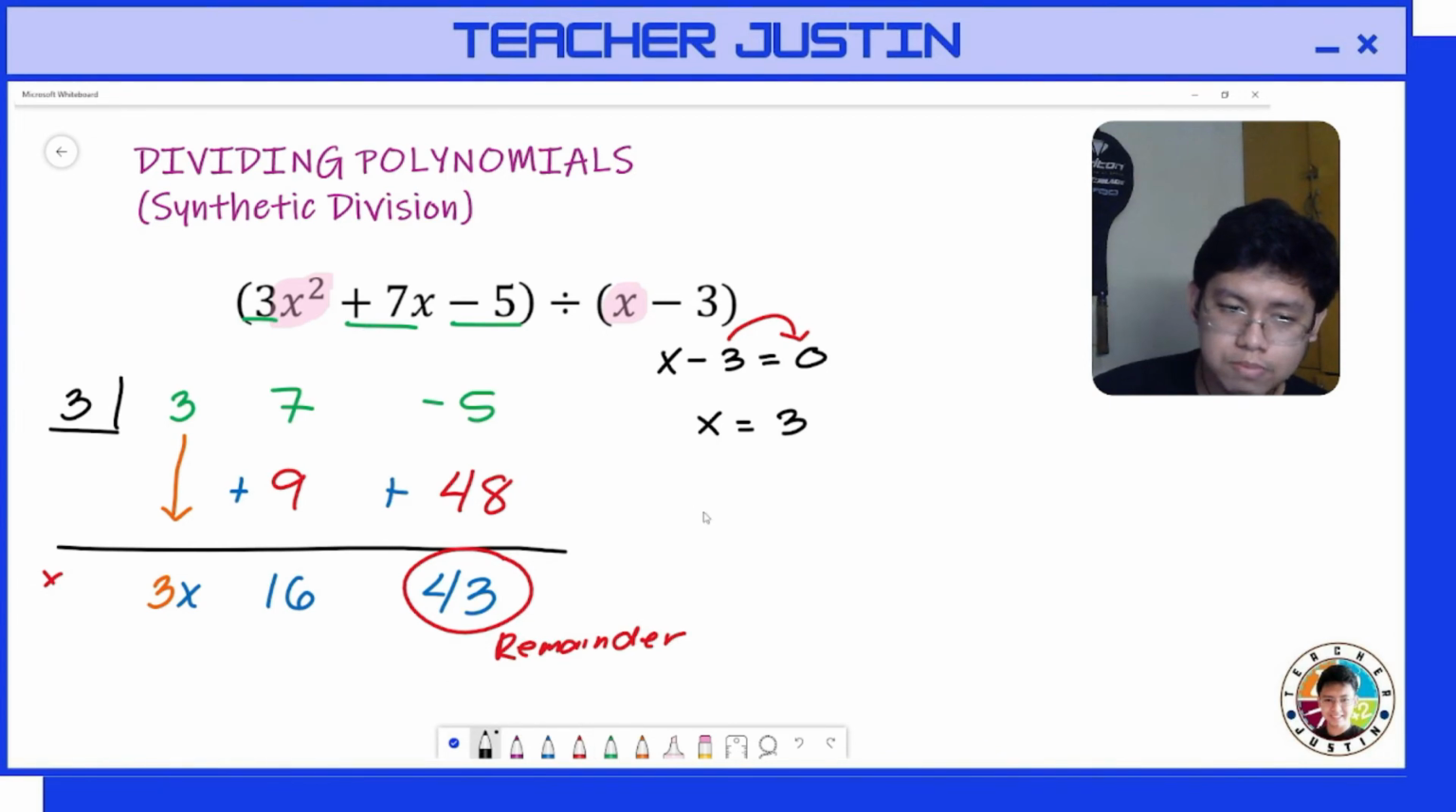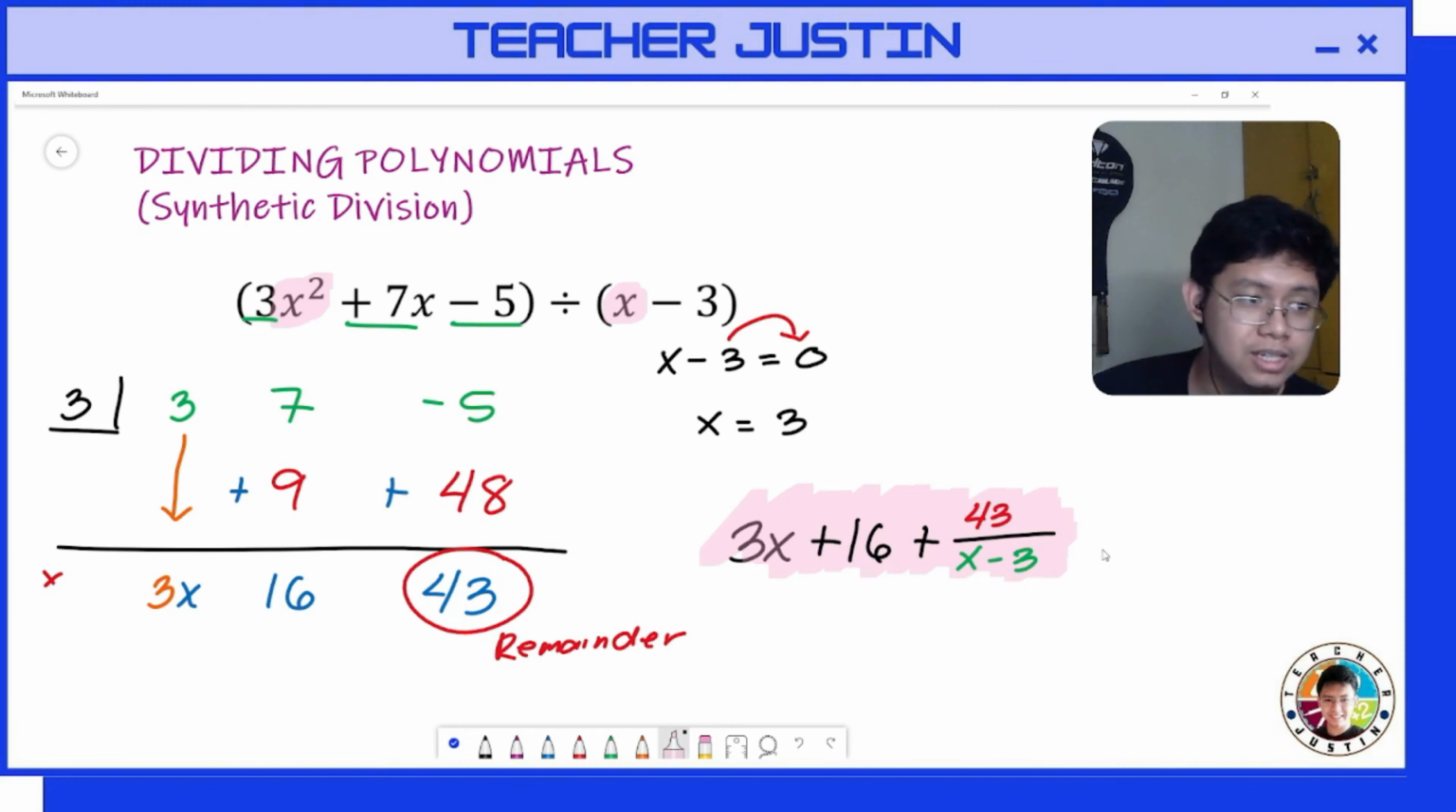So our quotient will be, let's copy 3x, our first term. Our second term is positive 16, which is a constant. Then let's add our remainder. Our remainder is 43. And let's divide it by our divisor, so over our divisor, x minus 3. So that will be our final answer: 3x plus 16 plus 43 over x minus 3. Alright, ta-da! And that is it.